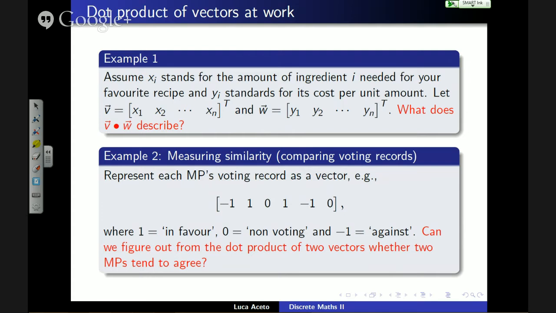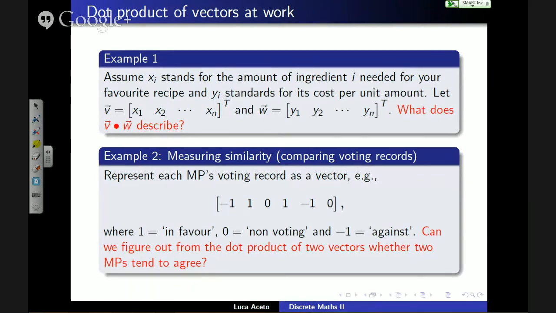Okay, so suppose you want to figure out whether MP Berlusconi and MP Grillo agree when they vote for parliament bills. Okay, somebody has a new law. You want to figure out if they actually share the same opinions. And since you're a linear algebra guy and a computer scientist, you want to do this using the dot product. You know what? You can.